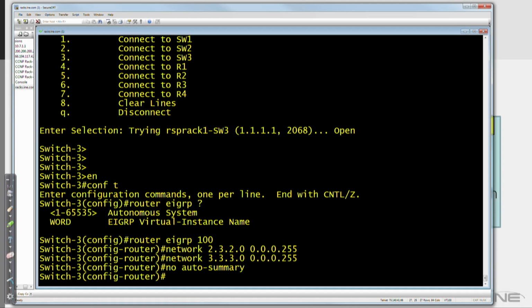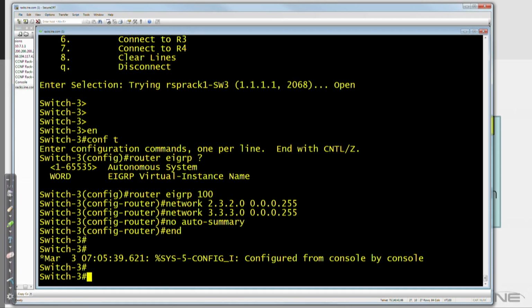Some of the older versions of Cisco IOS, like 12.3 and 12.4, actually defaulted to auto-summary. And because I've been dealing with EIGRP for literally decades, I'm just used to typing no auto-summary, even though it's probably the default already and I don't have to type it anymore. Okay, so for switch 3, that's all I have to do. Just type router EIGRP, the autonomous system, and then the network statements that cover the interfaces where I want him to speak. So let's now go over to switch 2.